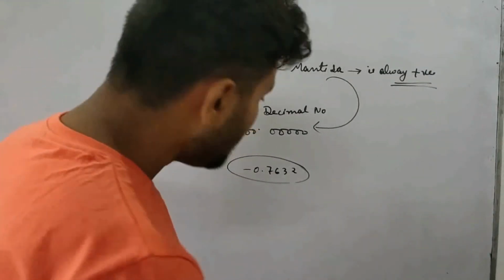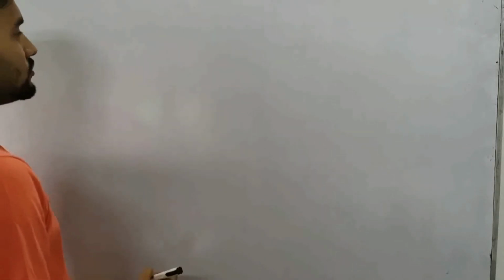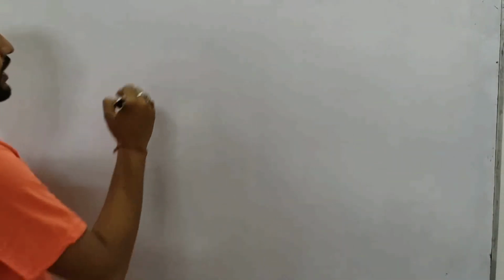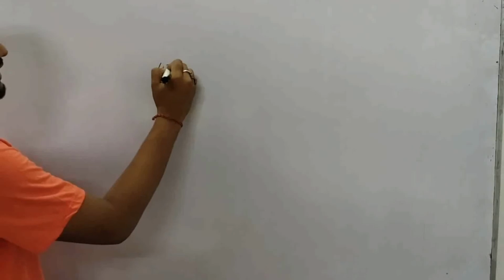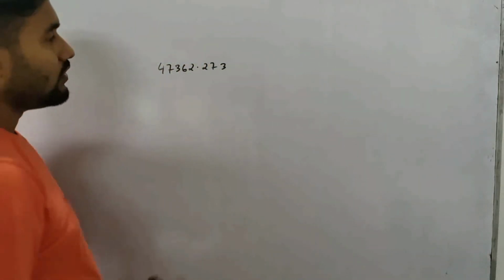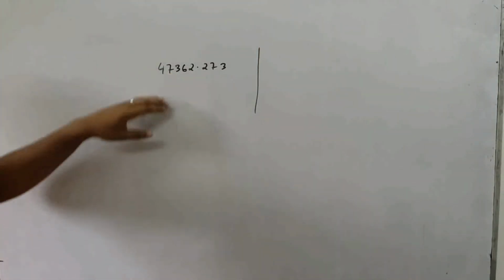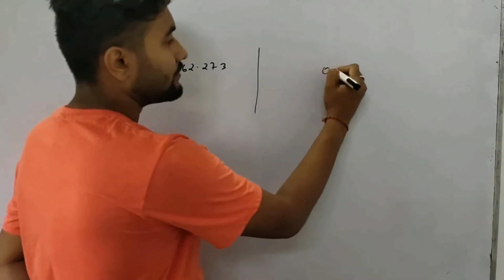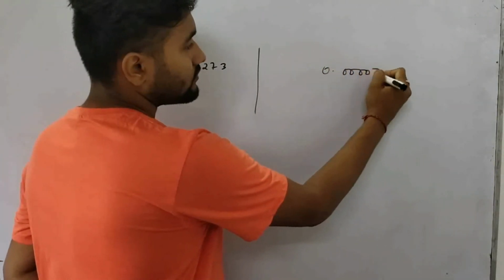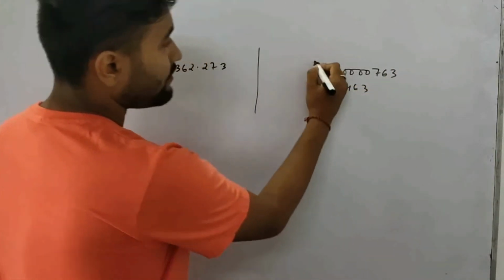Understood? Now there are several ways to find characteristics. In the book also a method is given. So I am going to give you a very simple formula. So say two types of number you will get. One type of number is like that, say 47362.273. Okay. Another type of number you will get, but this integer part will not stay. Say 0 point, and then a number like this, say 0.463. This part is not there.